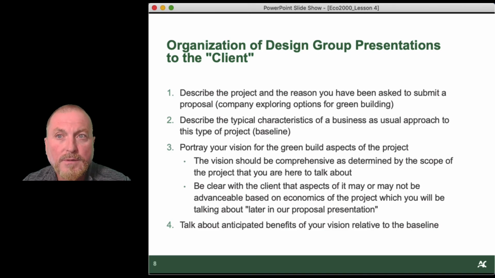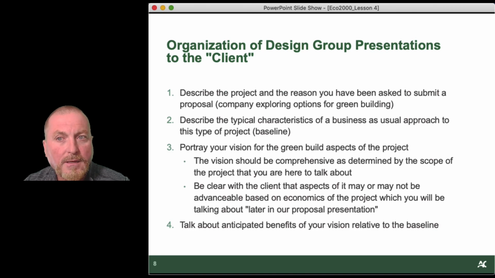Describe the typical characteristics of a business as usual approach to this type of project. What I'm giving you now is just what would happen, or previously how cost benefit would fit into that, all right? Portray your vision for the green build aspects of the project. The vision should be comprehensive as determined by the scope of the project that you're here to talk about. Be clear with the client that aspects of it may or may not be advanceable based on economics of the project, which you will be talking about later in your presentation.